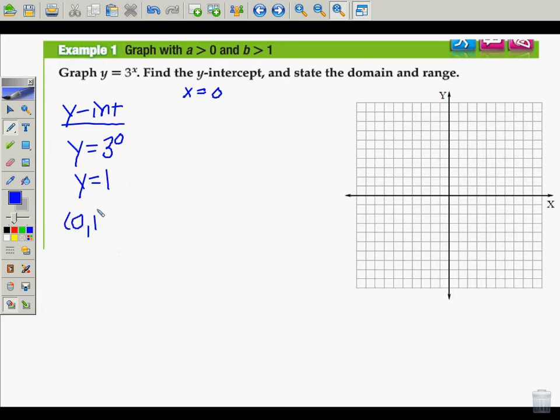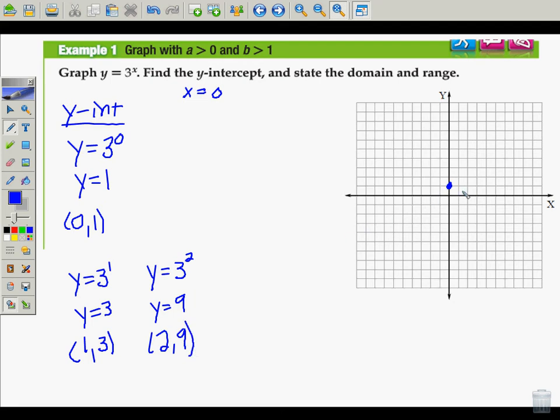So I go over to my graph. 0, 1 is going to be my y-intercept. And then I'm just going to find another couple more points. So let's find a point where x equals 1. So we do y equals 3 raised to the first, or y equals 3. So I'd also have the point 1, 3, where x is 1, y is 3. And then let's find another point. Let's see what y is when x is 2. Y is equal to 3 raised to the second power, plugging in 2 for x. Get y equals 9. So my second point would be 2, 9. I'm going to plot these points now. I have 1, 3, and 2, 9.